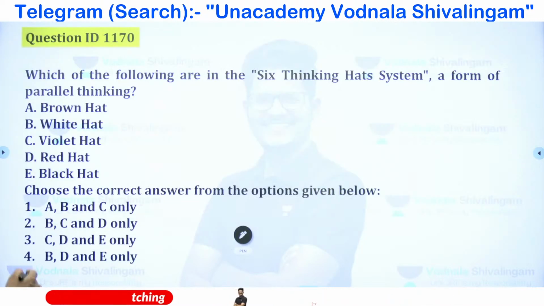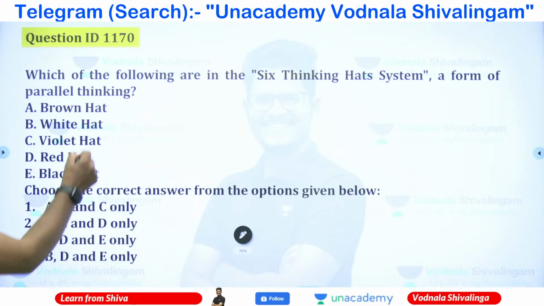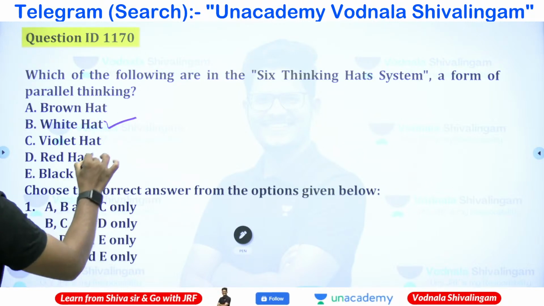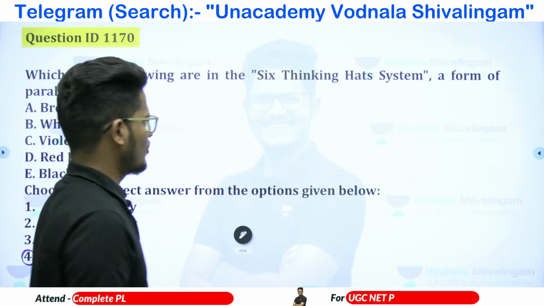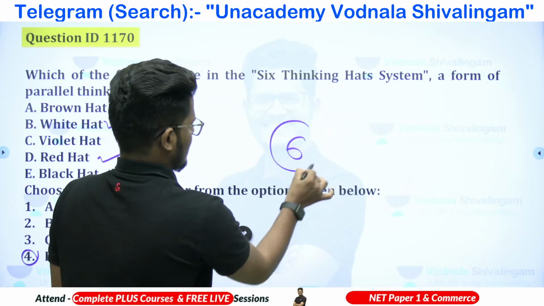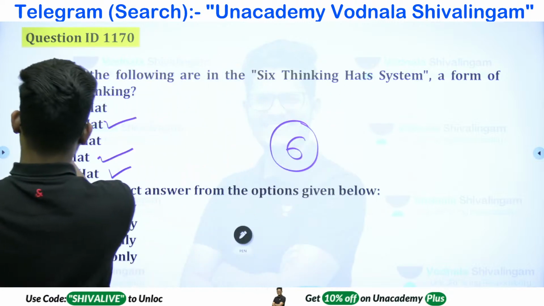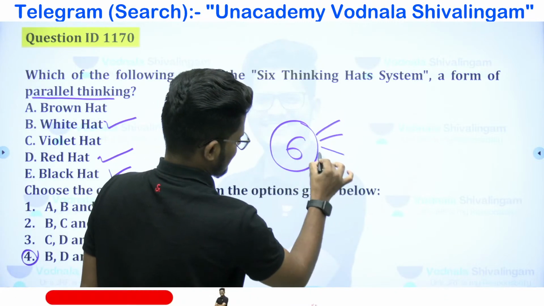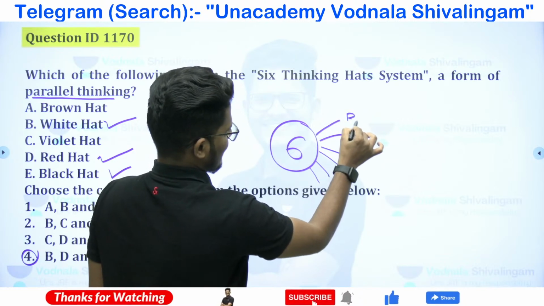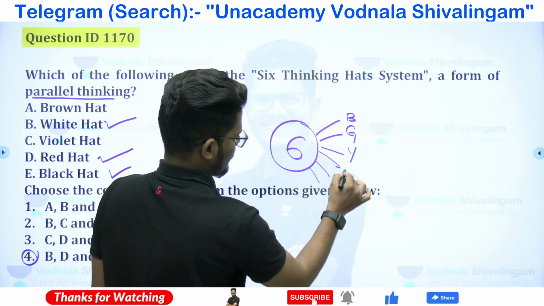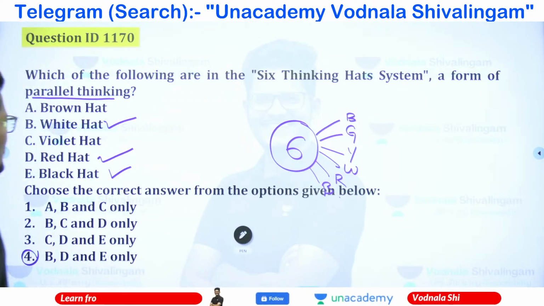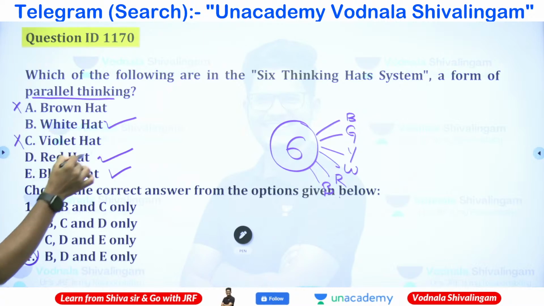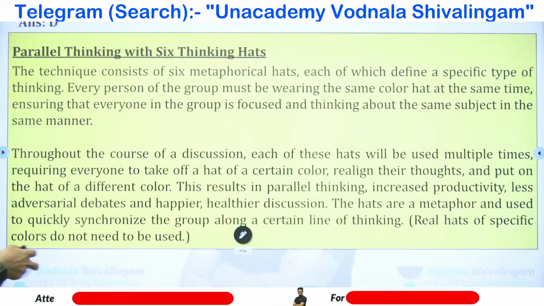Option D is the given answer, BDE only, which is white hat, red hat, and black hat. Actually the question is saying there are 6 hats, and these 6 hats are related to parallel thinking. Total 6 hats are there, right? That is black, green, yellow, white, red, and blue. But brown hat is not there, and violet is also not there. The remaining 3 are in the 6 hats, which is the answer.